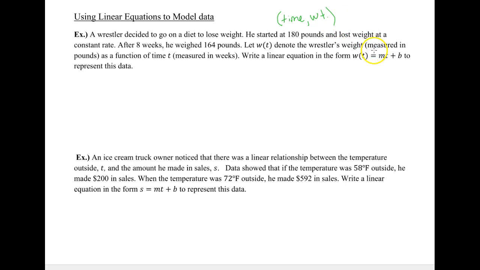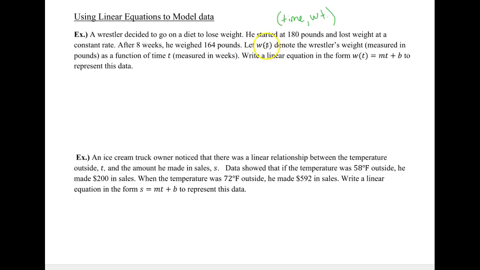A lot of times I have students ask me, how do I know which one is x and which one is y, which one's input, which one's output? And they're telling us here in the way that this equation is written. So the t here is the same thing as our x, W of t is the same thing as our y. So now that I know the ordered pairs are going to go TW, or time, weight, I can use the information I have to make some ordered pairs.